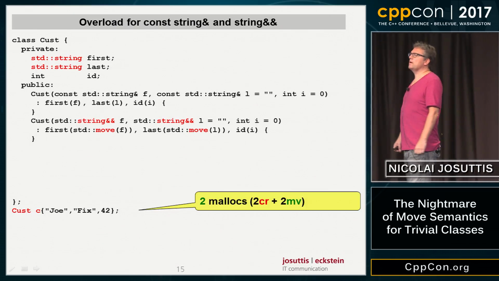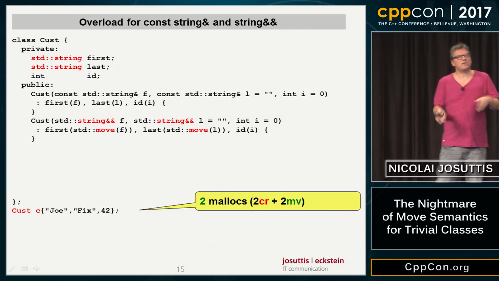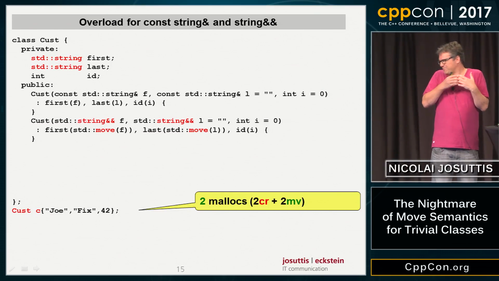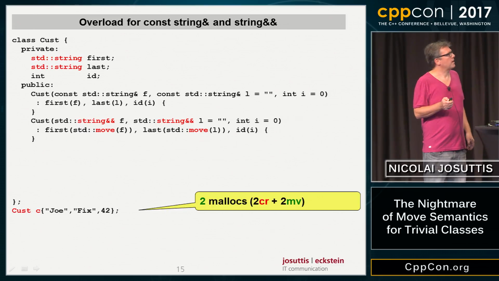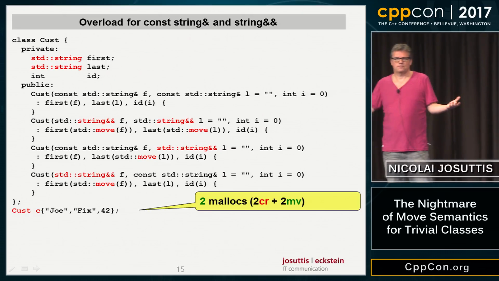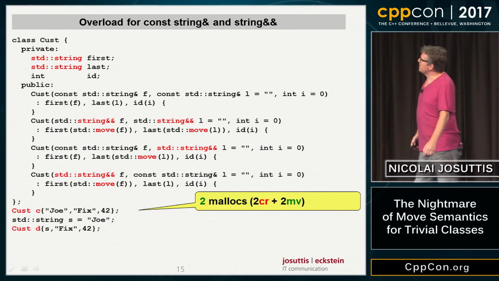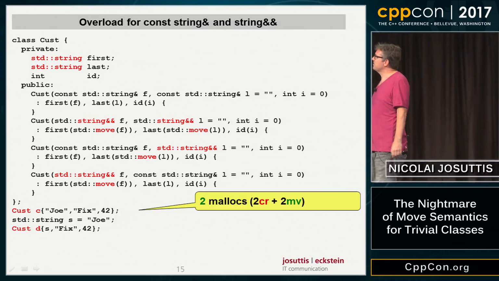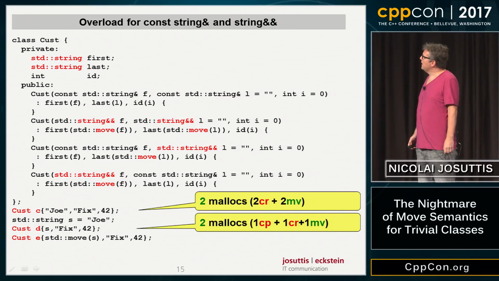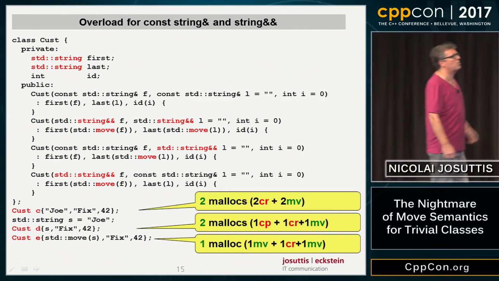So we have 2 mallocs here, 2 to create the temporary, and then we steal the memory, so we move the strings. And move is pretty cheap. It's not perfectly cheap, but it's fine. OK. So, of course, again, we need all the overloads for all combinations. Here are some other examples, so that, for example, if we pass a string and a string literal, we have not 3, but 2 mallocs. And with move semantics, we have now 1 malloc, and that's almost perfect.